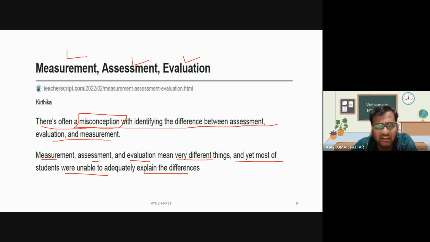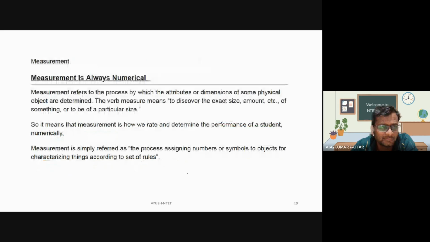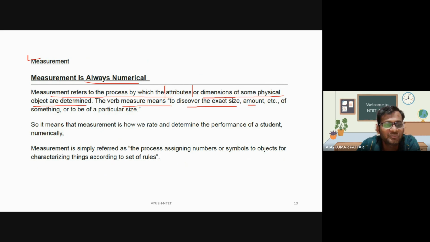So what are assessment and evaluation, we will see. First, measurement. What is measurement? Measurement is always numerical. Measurement refers to the process by which attributes or dimensions of some physical objects are determined. The verb measure means to discover the exact size, amount, etc. of something, or to be of a particular size.